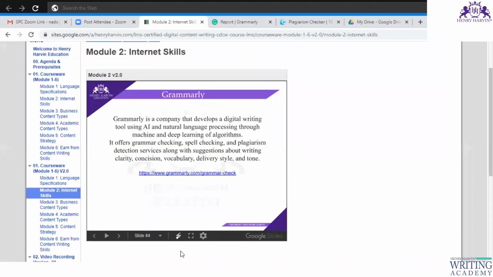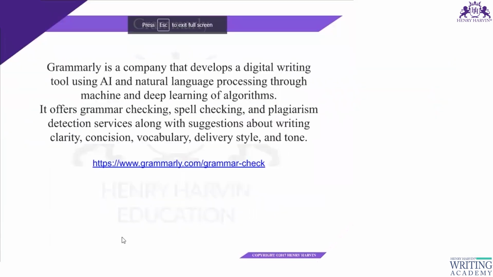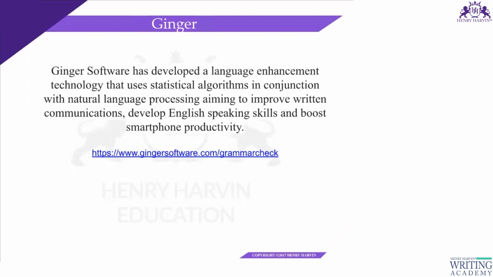So that's about Grammarly. However, we have other kinds of tools also to check. In fact, they are even more advanced, I would say, than Grammarly, because with Grammarly in the free version, we can only see what our errors are. If we need to rectify those errors, then we need to subscribe and pay a monthly subscription for Grammarly. Now let's look at Ginger.